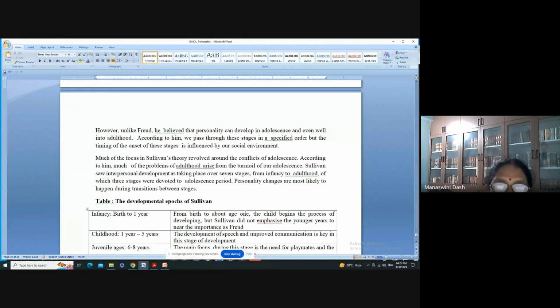Sullivan felt that interpersonal development takes place over 7 stages. Freud talked of 5 stages of development, but Sullivan talked of 7 stages of development, which he called developmental epochs, in which adolescence is emphasized. The role of adolescence experiences is emphasized.